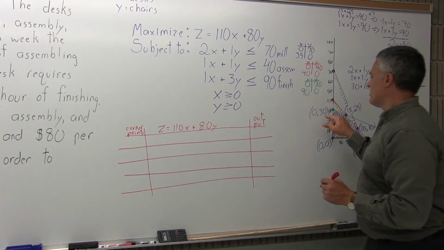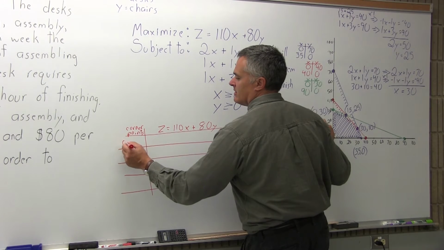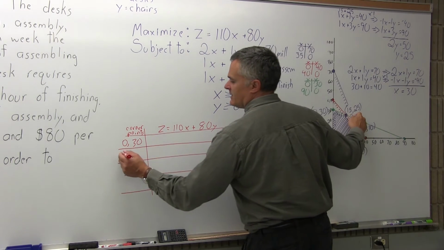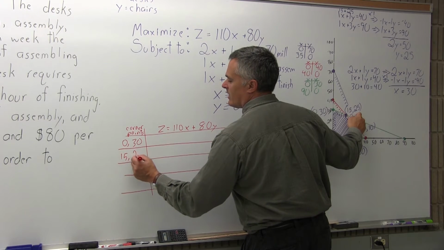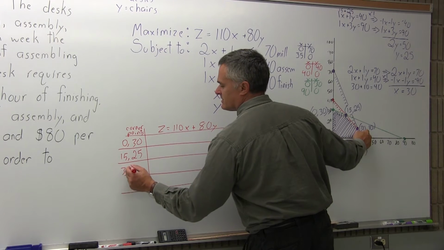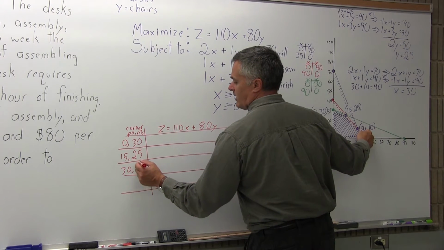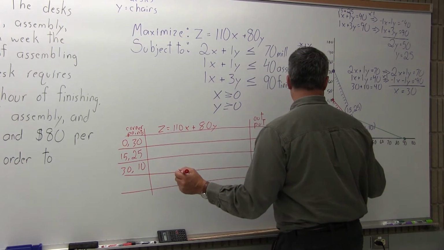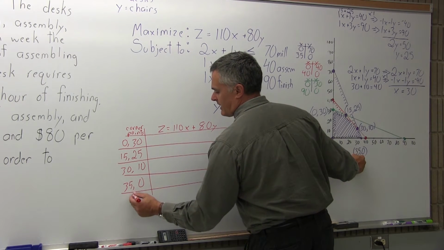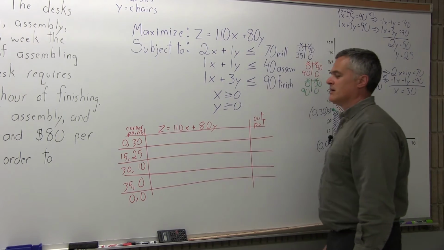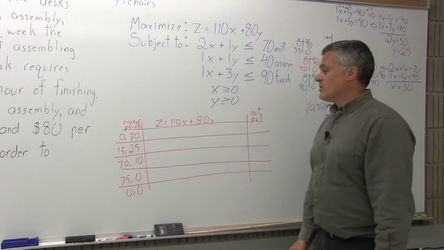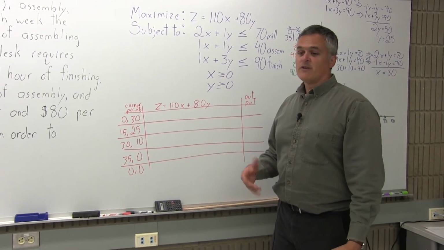And I'll list the corner points. I have a corner point at 0 for x, 30 for y. I have another corner point, 15 for x, 25 for y. I have another corner point at 30 for x, 10 for y. I have another corner point at 35 for x, 0 for y. And the last corner point, 0 for x and 0 for y. So I'll plug the x and y coordinates of each corner point into the x and y values of my object function and find the output.